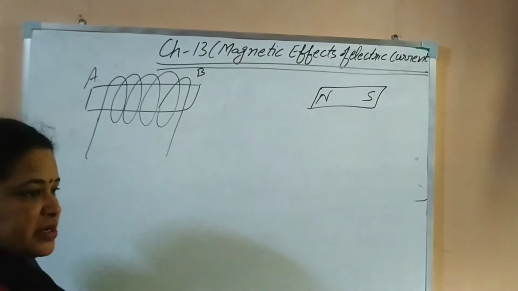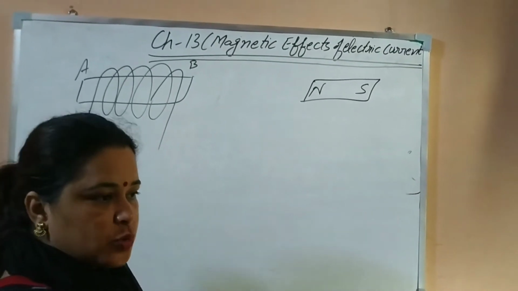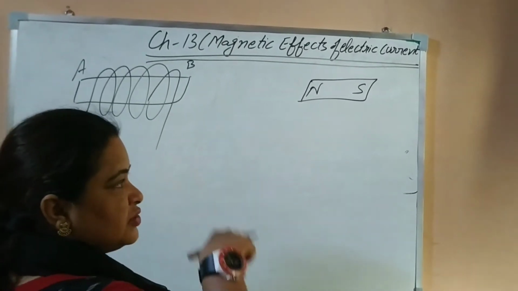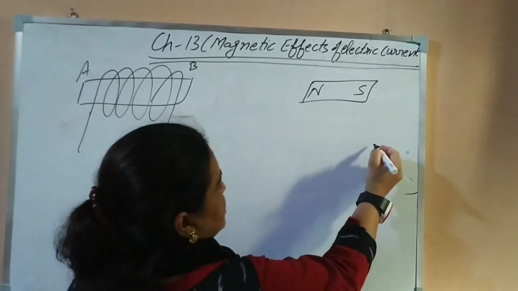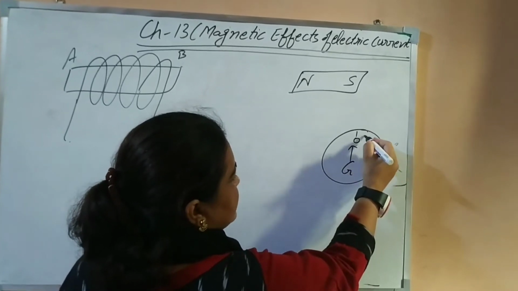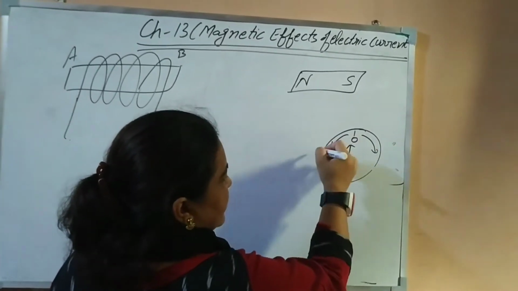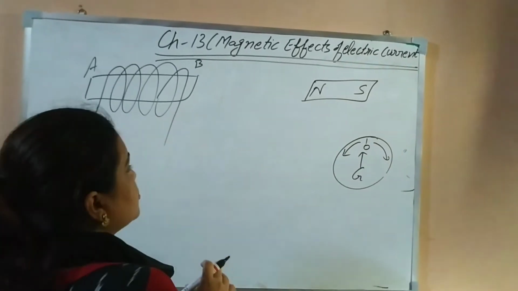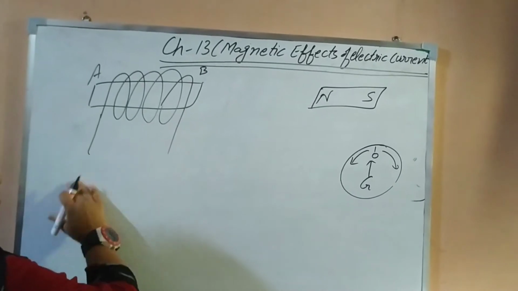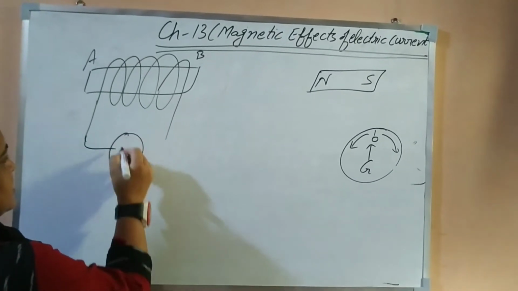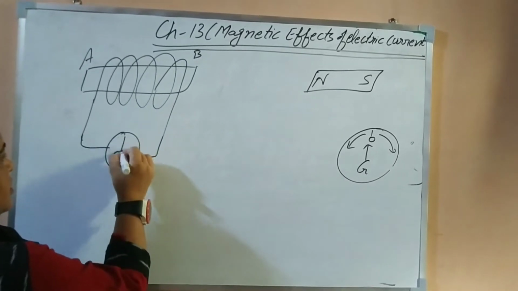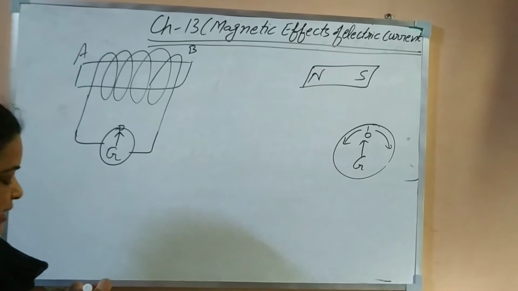What is a galvanometer? A galvanometer is a device used to measure electric current, having 0 at the center marking. Like this, you can see the galvanometer: here is the 0 and the readings are on this side also, and the needle can deflect on both sides. So it shows the direction of the current flowing, clockwise or anti-clockwise. He connected this to the galvanometer to check the presence of current. Earlier the needle was at the center.